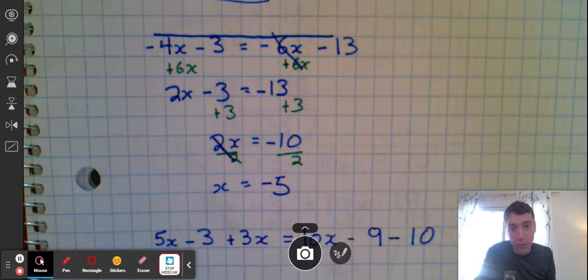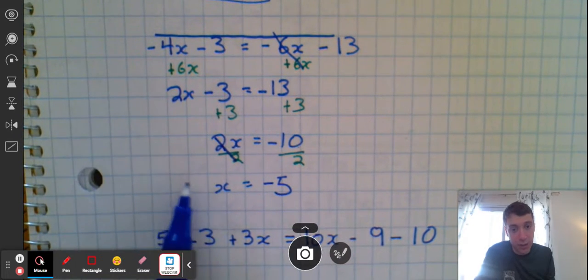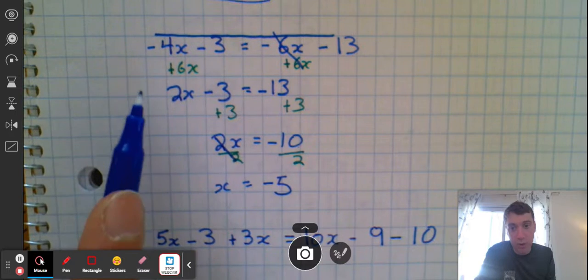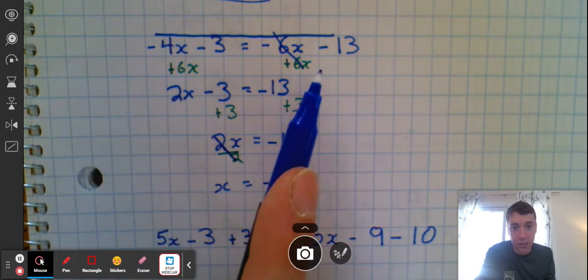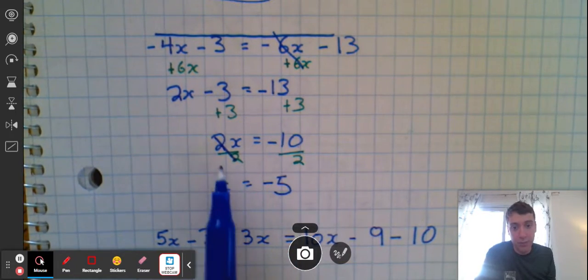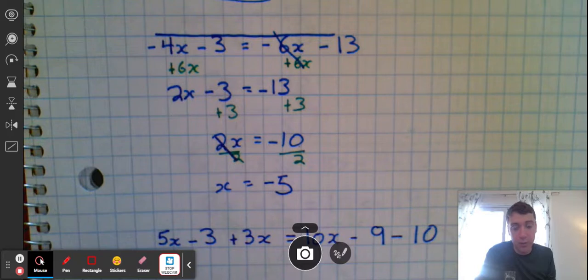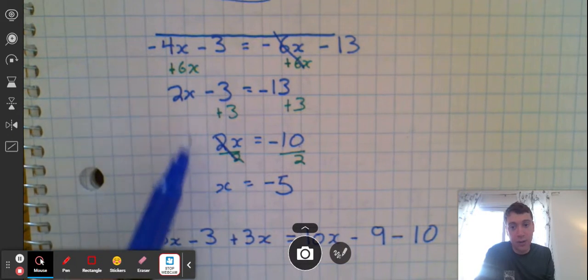So our goal always when we're solving equations is that each step needs to be a balanced equation. I ensure that by always doing the same operation to both sides. And I've written those in green. So I've got plus 6x, plus 6x, the same operation. Plus 3 and plus 3, and then divide by 2, divide by 2. So I'm always doing the same operation to both sides. So each step, the left side is equal to the right side.